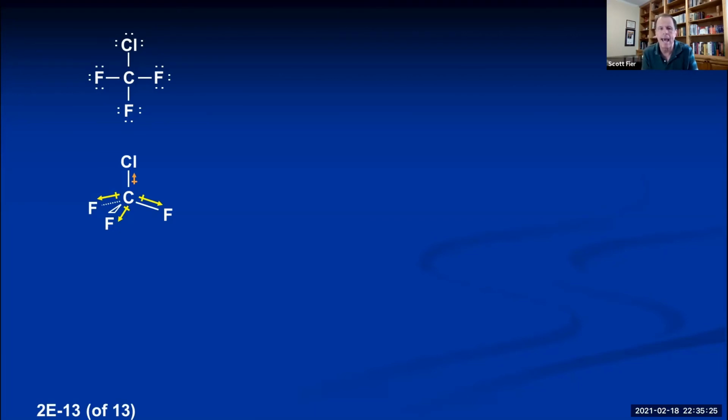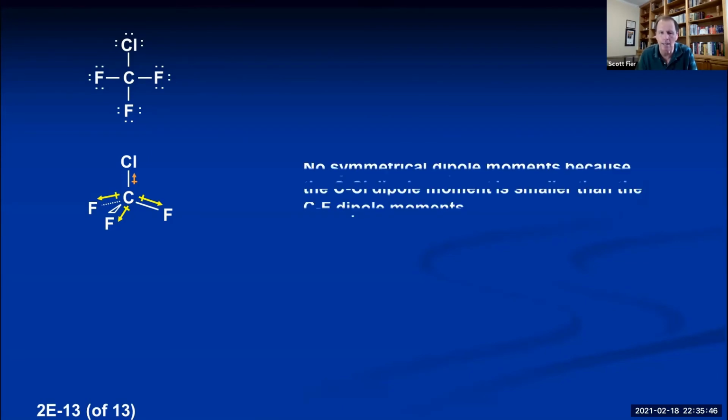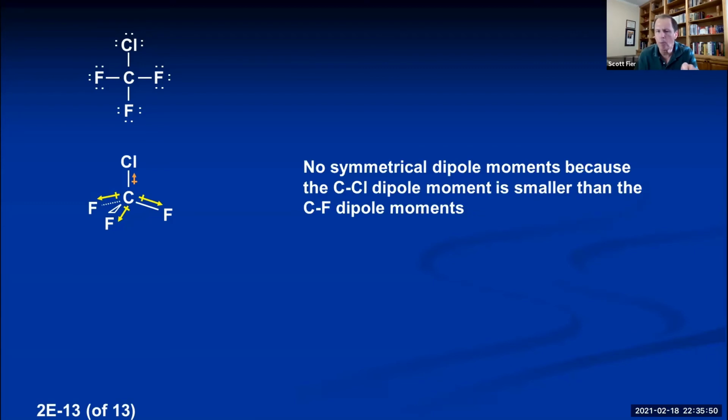Excellent. Now, if you ask your questions, are there 2 dipole moments that are linear, that are equal magnitude? No. Are there 3 dipole moments that are trigonal planar? No. Are there 4 equal magnitude dipole moments that are tetrahedral? They're tetrahedral, but they're not equal magnitude. That means they don't cancel out. So there's no symmetrical dipole moments here because the carbon-chlorine dipole moment is smaller than the carbon-fluorine.